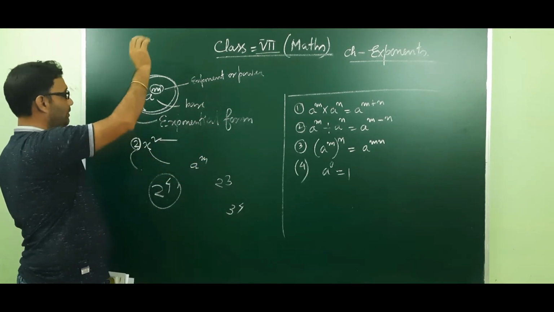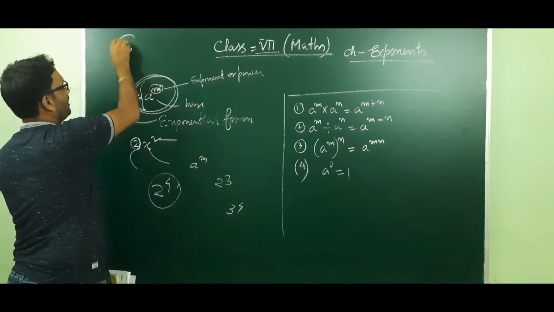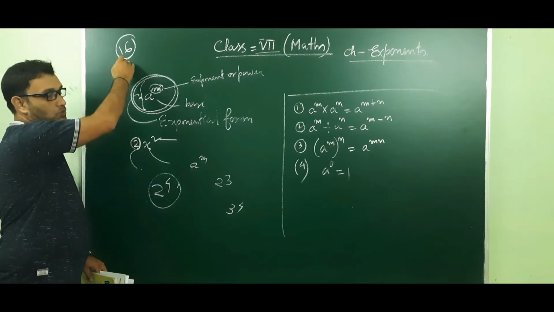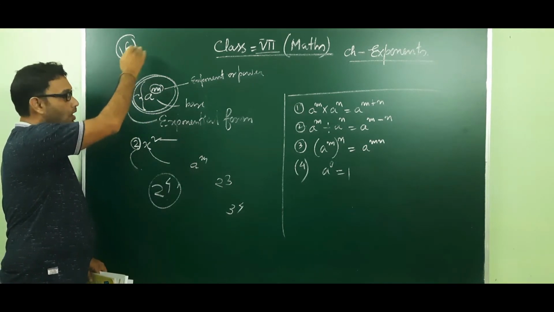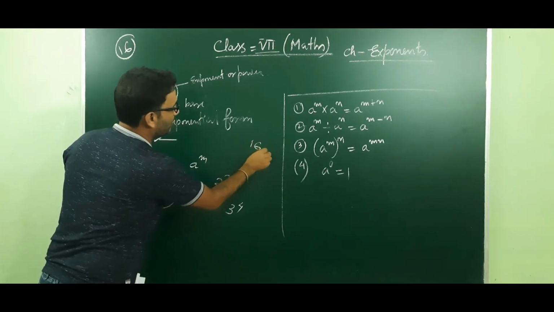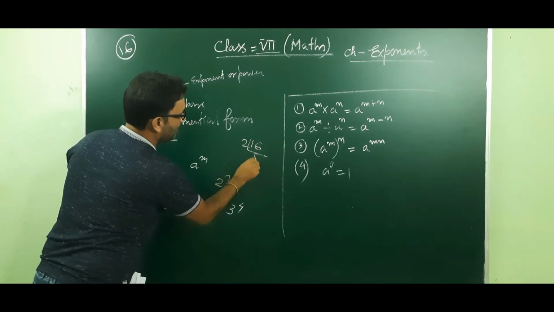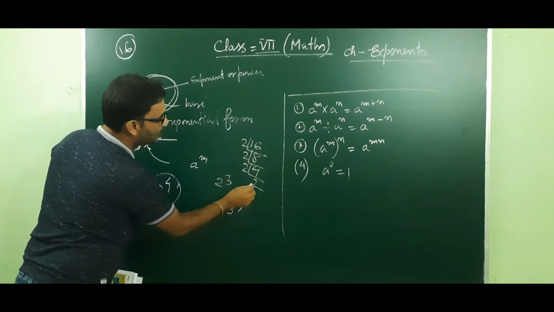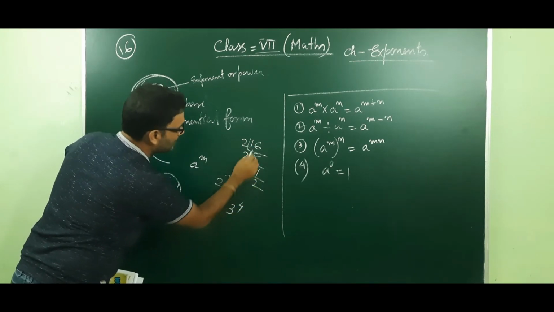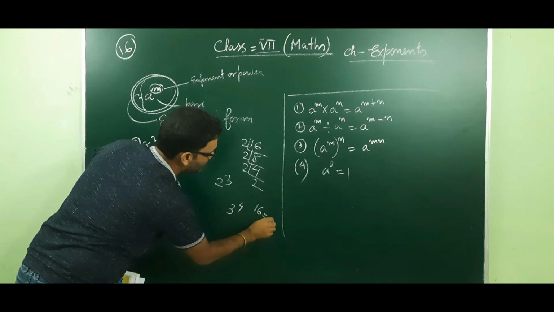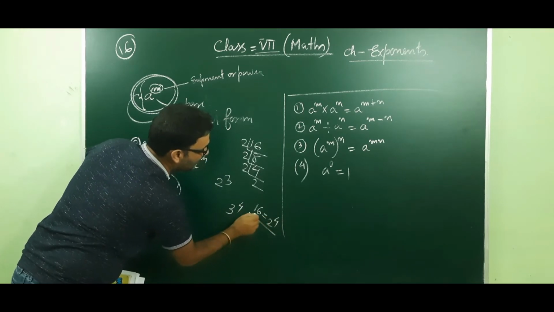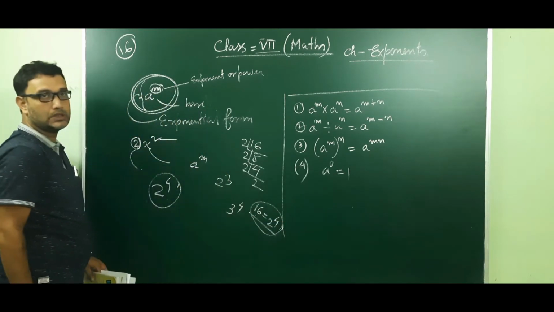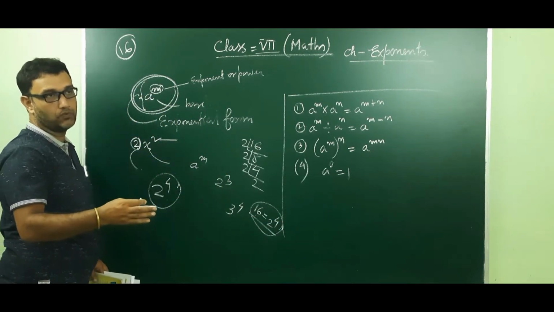Suppose one number is given, for example 16. If anyone asks you to convert this into exponential form, how do you convert? For 16, first you find its prime factors: 16 by 2 is 8, again by 2 is 4, again by 2 is 2. So how many times? 1, 2, 3, 4. That means 16 equals 2 to the power 4. So 16 is converted into exponential form.